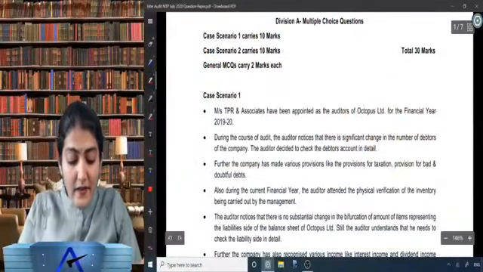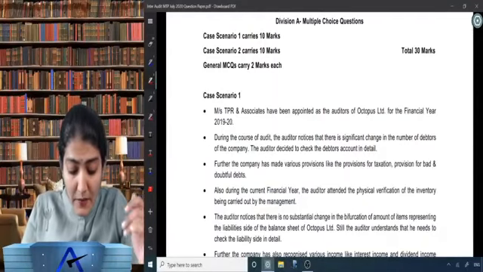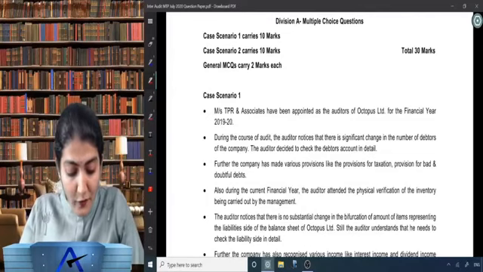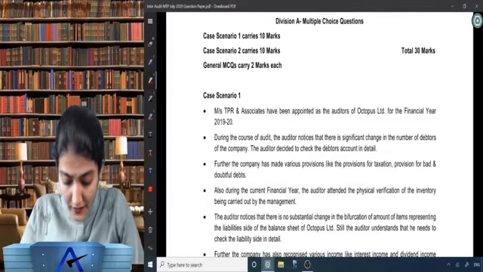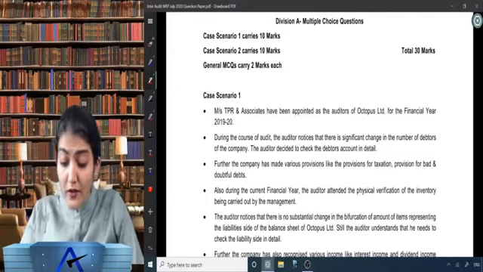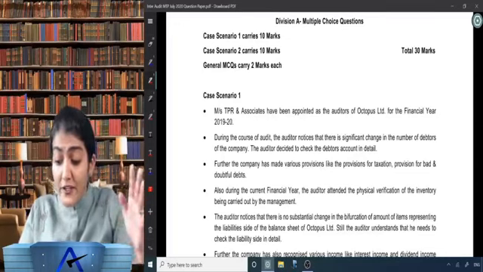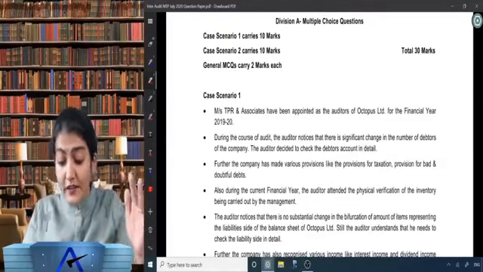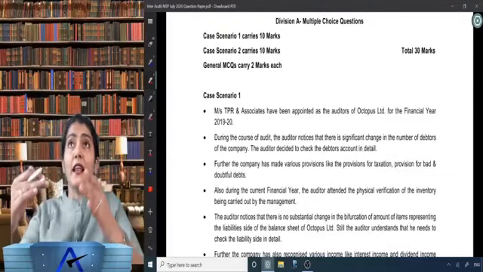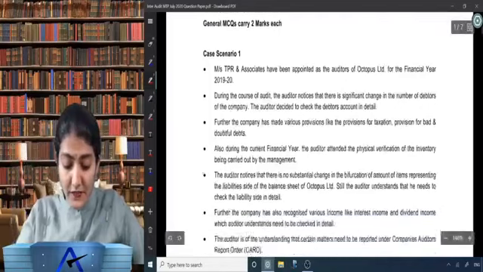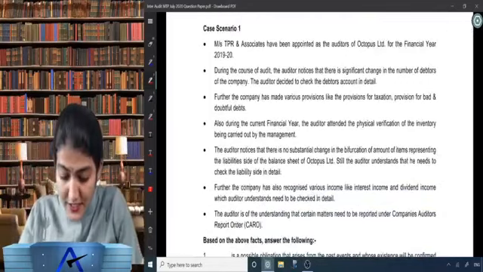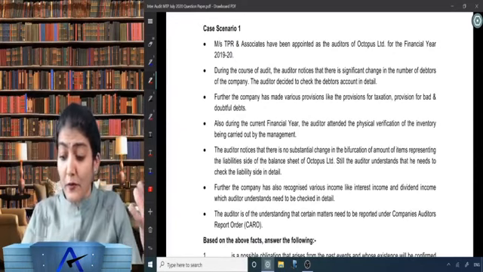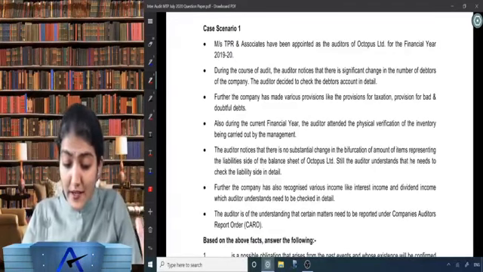So again, there is a case scenario first given over there. TPR and Associates have been appointed as the auditors of Octopus Limited for financial year 19-20. During the course of audit, the auditor notices that there is a significant change in the number of debtors of the company. The auditor decided to check the debtors account in detail. So analytical procedures said that there is a significant change, so the auditor decided to check more in detail. Further, the company has made various provisions like provision for taxation, provision for bad and doubtful debts.